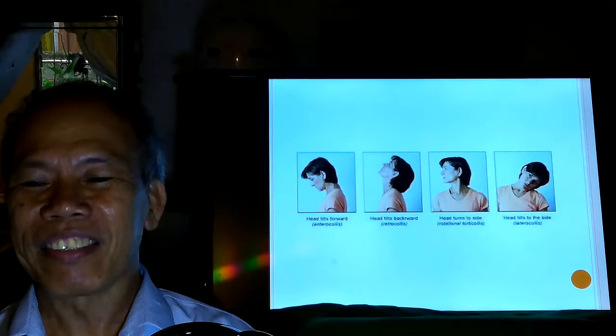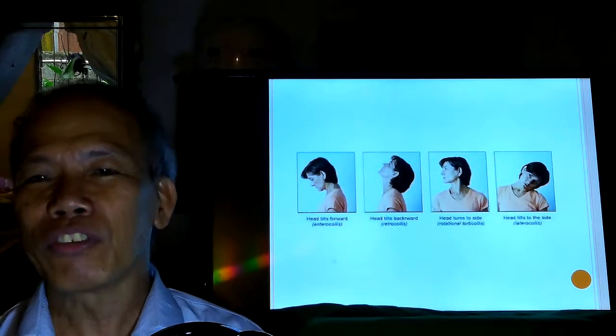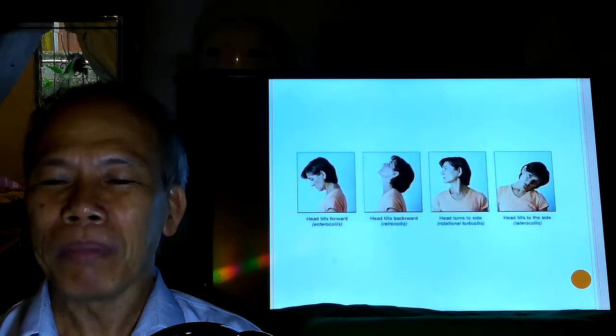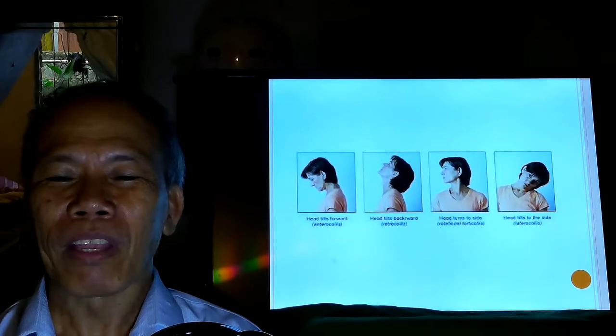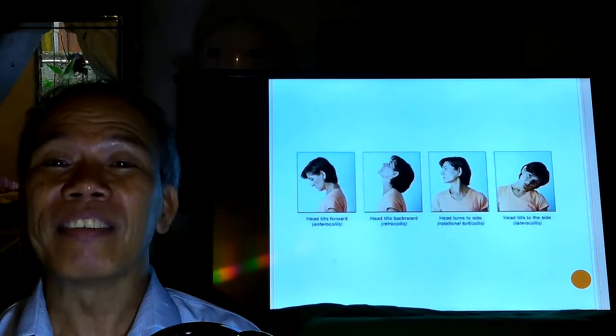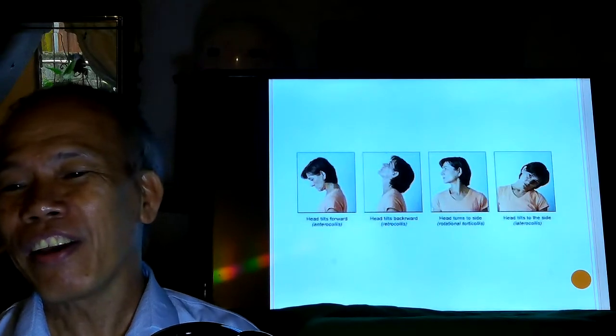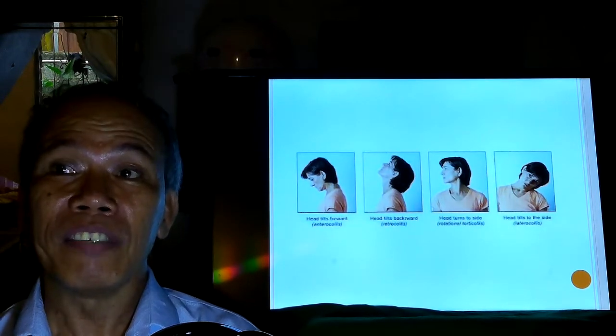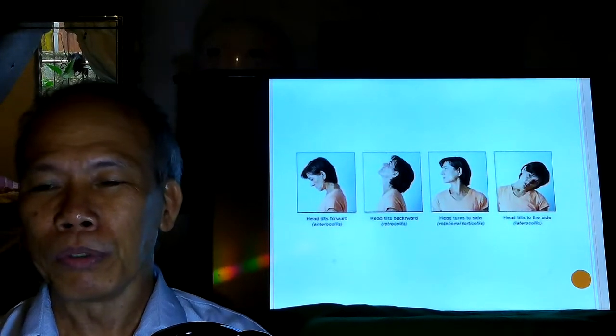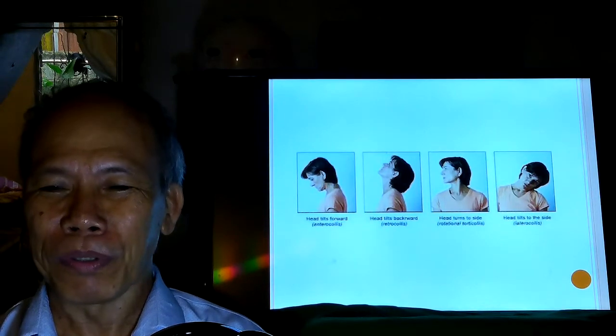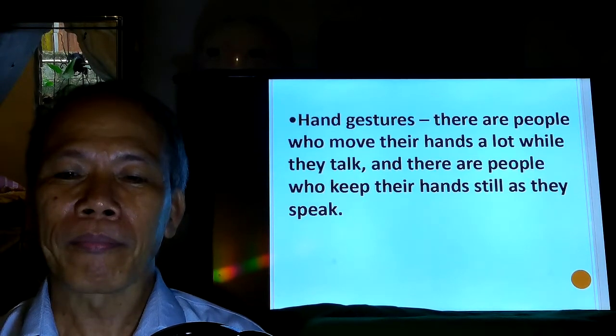And these are exercises, but these can also be identified with people who speak before an audience. If you're shy, if you're confident, if you are not agreeable to what others are telling you.